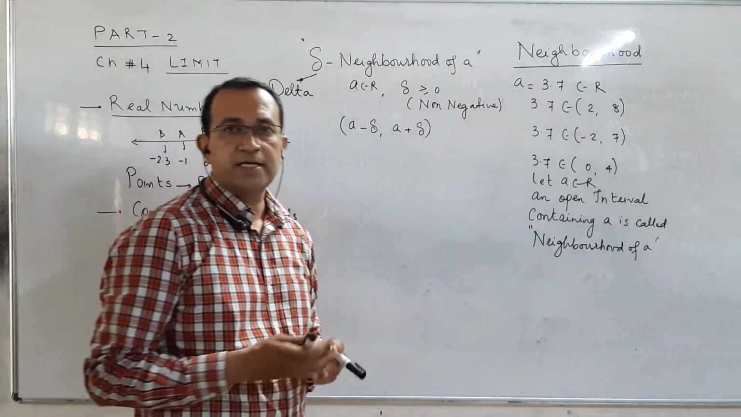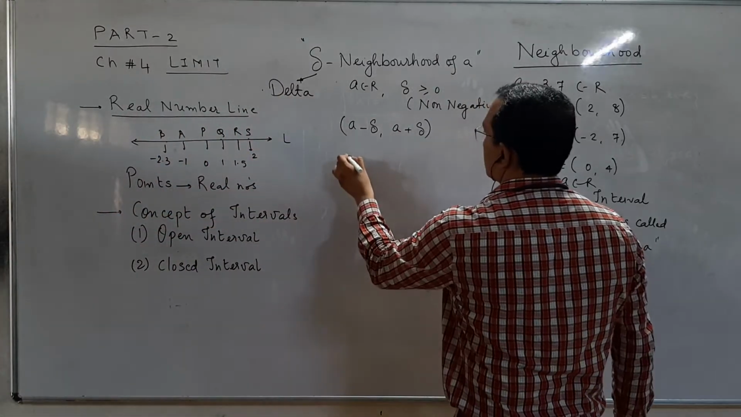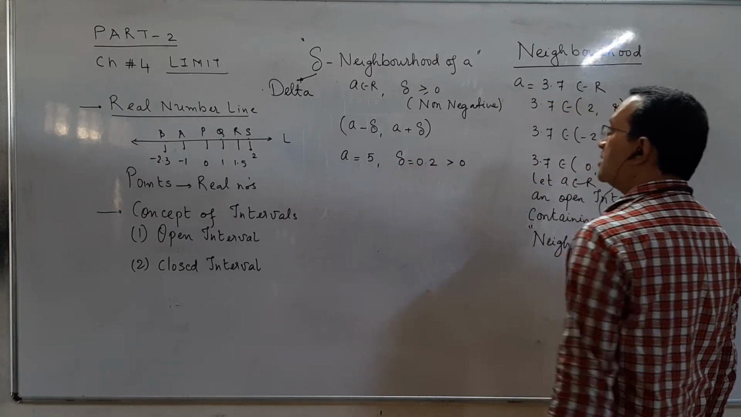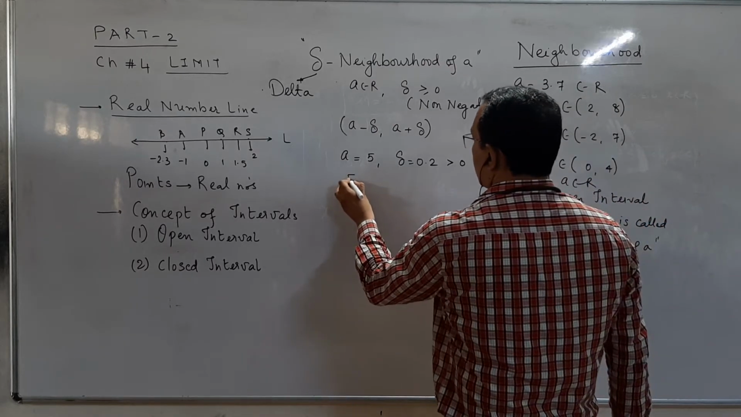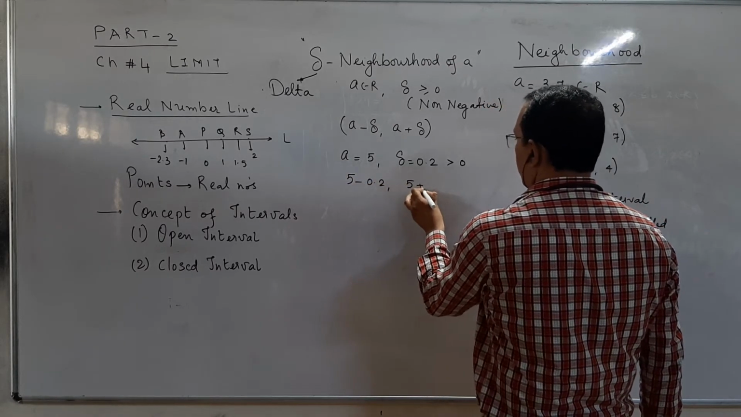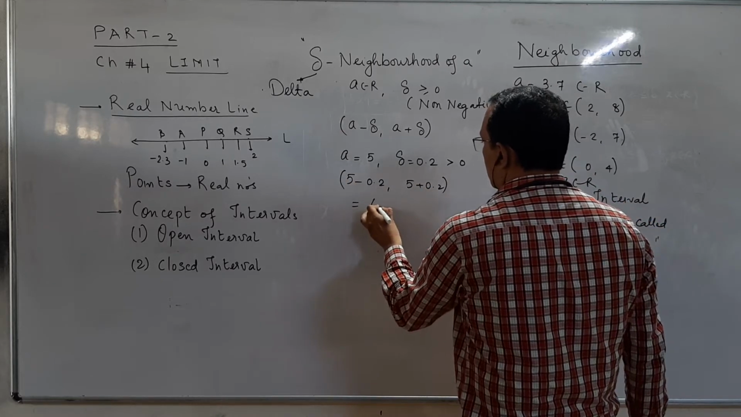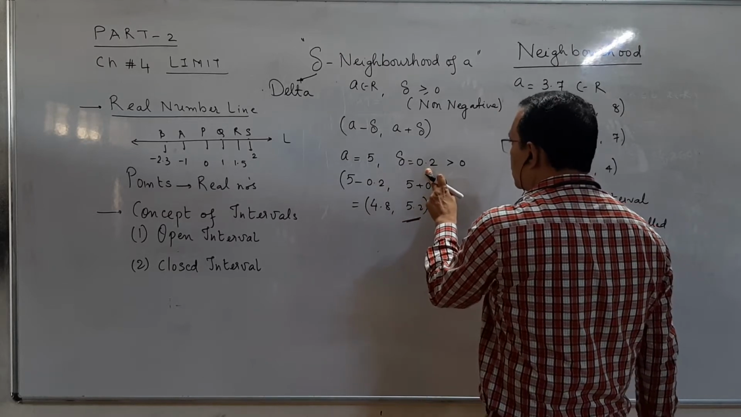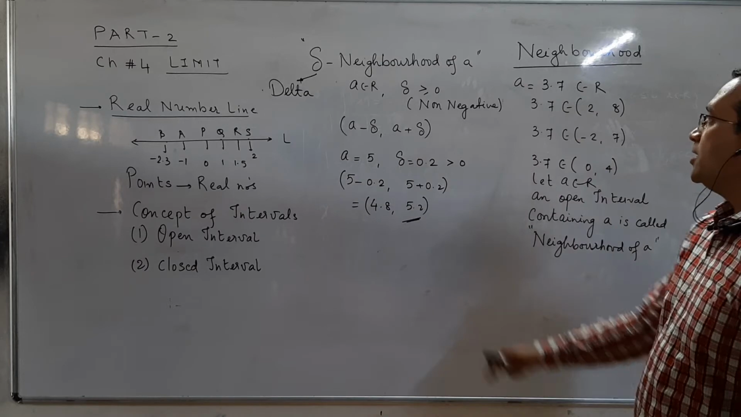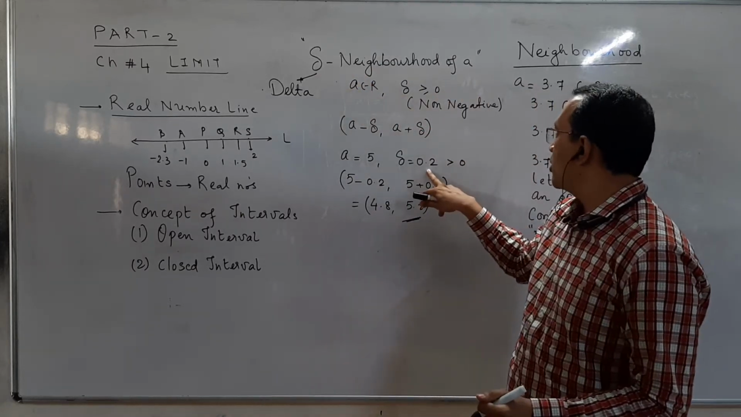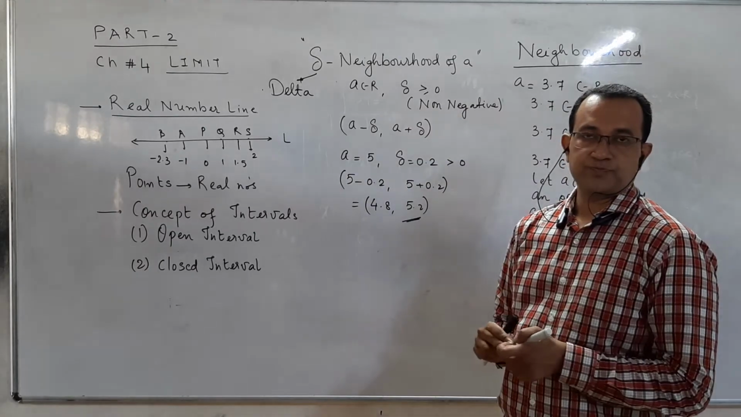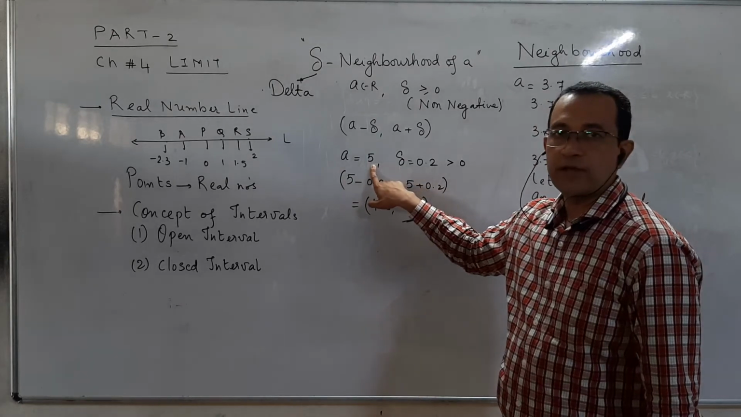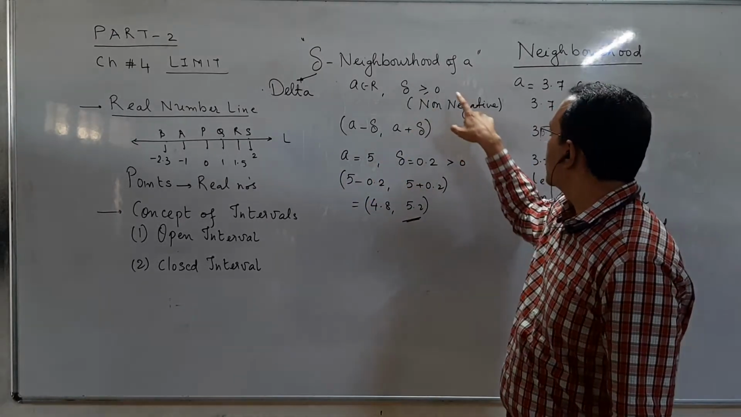Try to understand, students. Let us take an example. Suppose A is equal to 5 and delta is equal to 0.2, which is greater than 0. Then the open interval 5 minus 0.2 to 5 plus 0.2, which is nothing but 4.8 to 5.2, is called the 0.2 neighborhood of 5. Delta neighborhood of A, delta is 0.2 and A is 5. So pay attention. A belongs to R as a real number. A is equal to 5 is a real number. And delta is a non-negative real number.